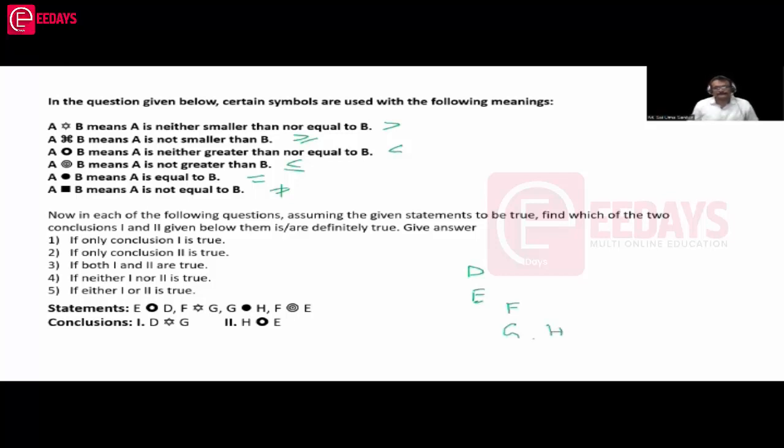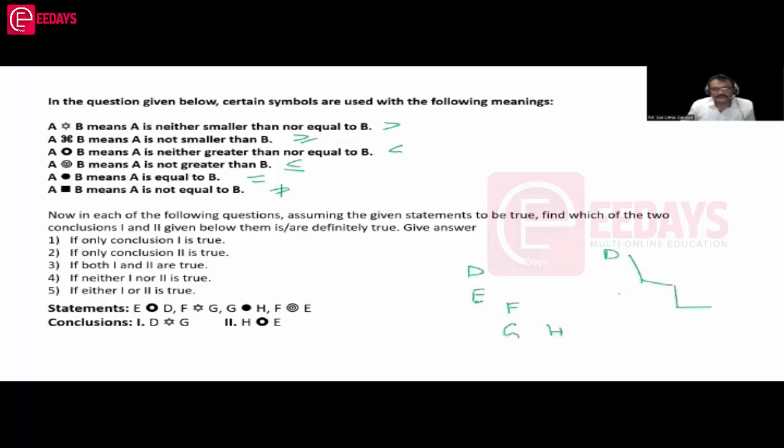It's very simple. There is a vertical line between D and E, D and F, D and G, D and H also. There is a vertical line between F and H, F and G. Diagonal line between E and F. Horizontal line between G and H. What is the first one? D is greater than G. Yes, obviously. Is there any vertical line between these two?